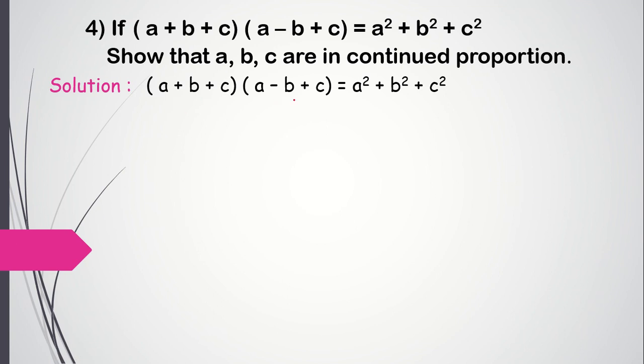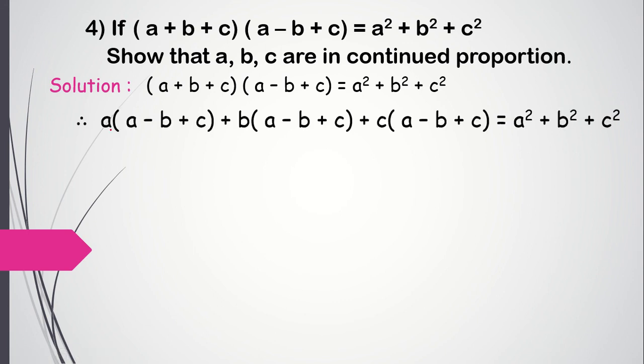Now just open both the brackets and multiply them. Multiply A with this whole bracket, multiply B with this whole bracket, and multiply C with this whole bracket. So let's see how we do it. Just split one bracket and multiply with the second bracket. That is what we have done: A with this bracket, B with this bracket, and then C with this bracket.